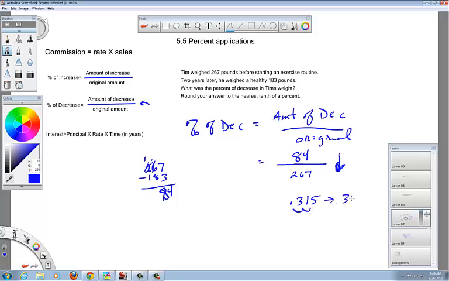So this is 31.5%. Think about that. He lost 31.5% of himself. That's crazy. It's almost a third of himself.